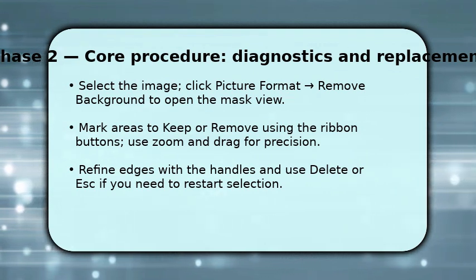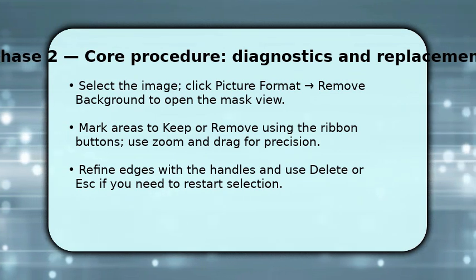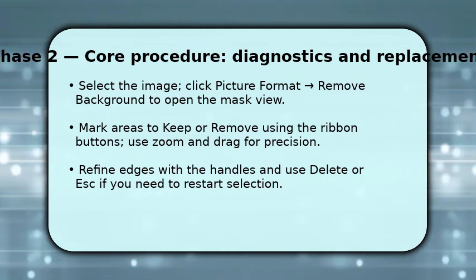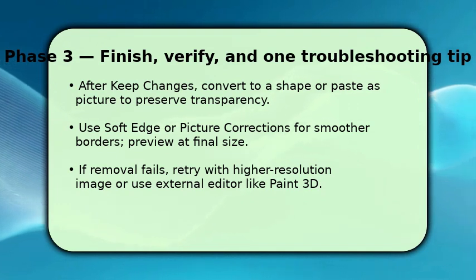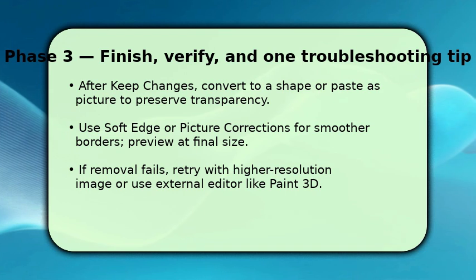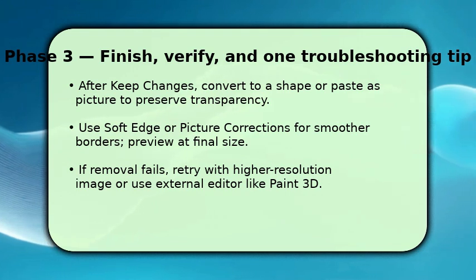Once the preview looks correct, click Keep Changes. If edges look jagged, undo and refine your marks until the cut is clean. Once you accept the removal, finalize by keeping the image as is or right-click, then Save as Picture to preserve transparency. You can also use picture effects like soft edges or picture corrections to blend rough borders.